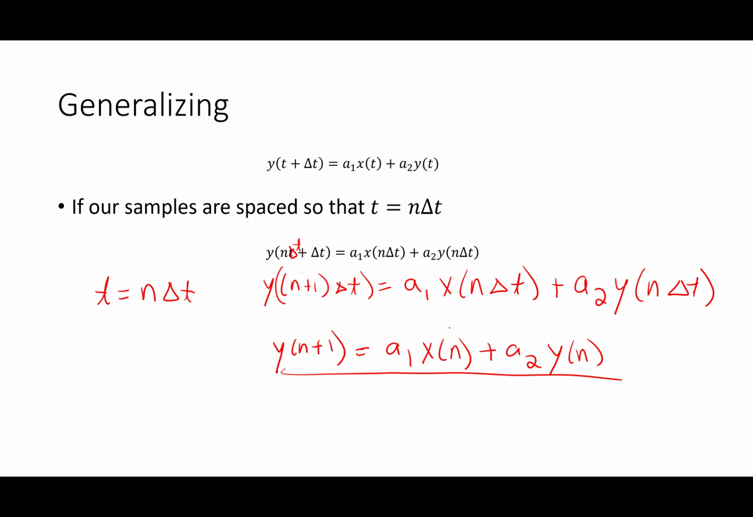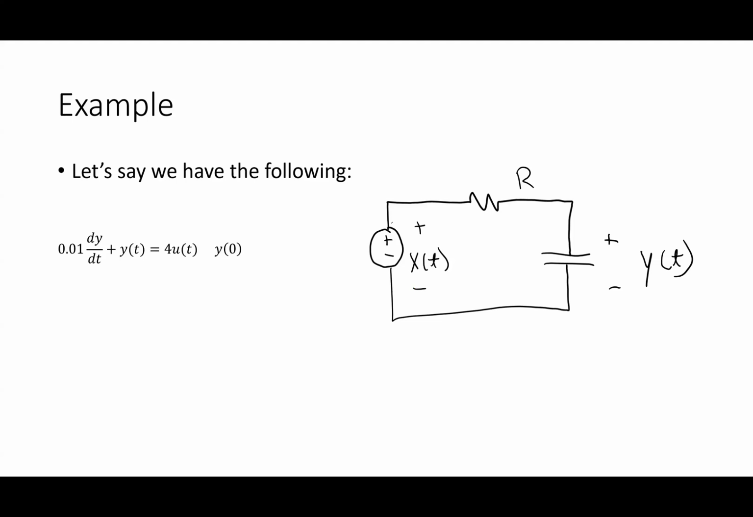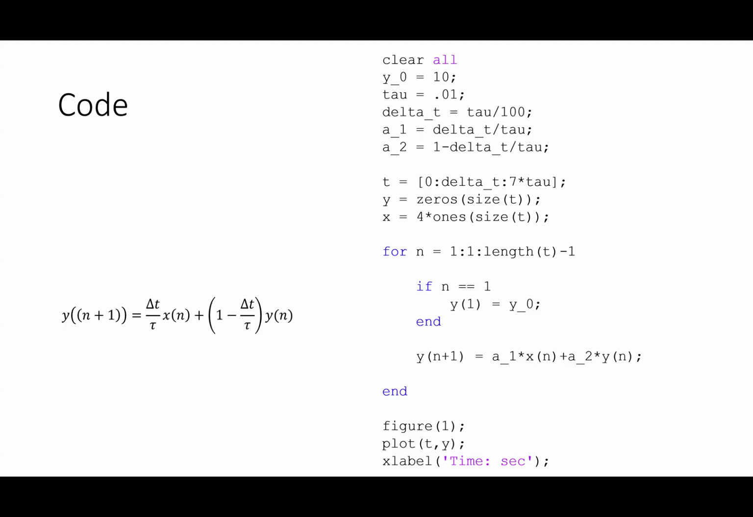Instead of keeping it in terms of time, I'll keep it that way because I'm just solving for values in a vector, okay? So let's use that in a real problem now. So in this case, what do I have? All right, I've got that. And how did I do this? What did I choose for my delta t? Delta t over 100.